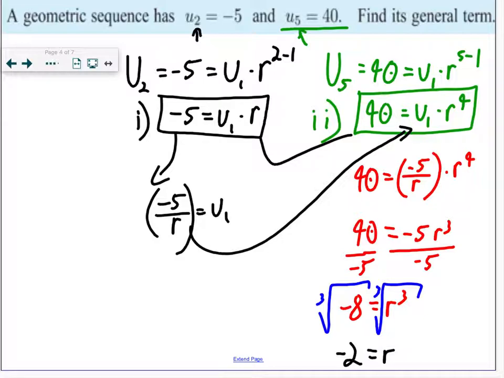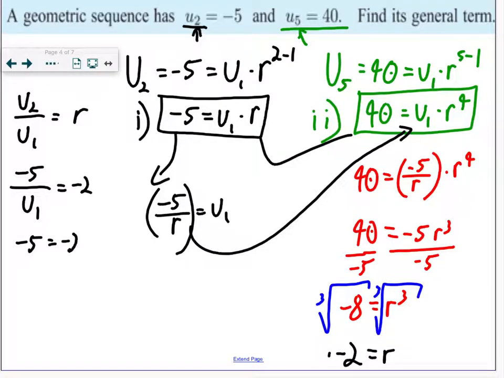So I know that u2 was negative 5, and my common ratio is negative 2. So then for u1, I know that u2 divided by u1 is equal to r. That's how we find our common ratio. Well, u2 is negative 5. I don't know u1, so I know my r from here is negative 2. So I multiply both sides by u1, and I get negative 5 is equal to negative 2 times u1.